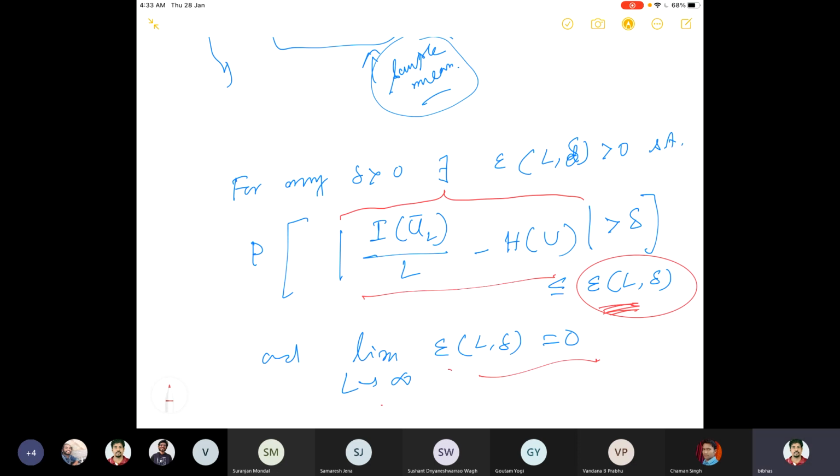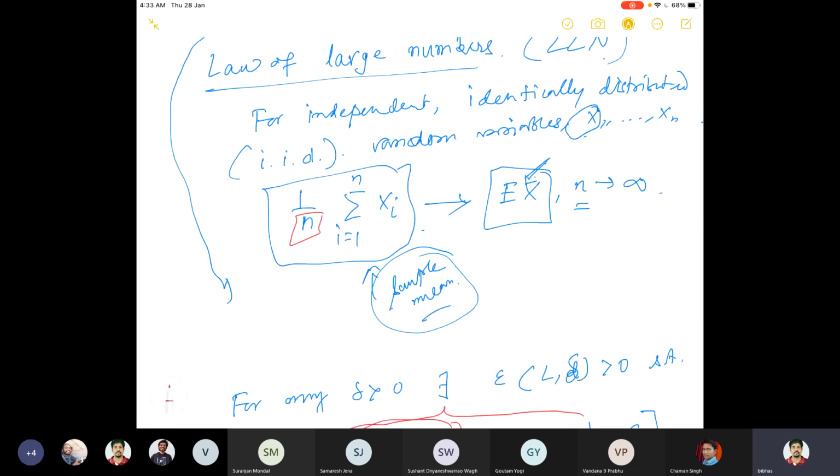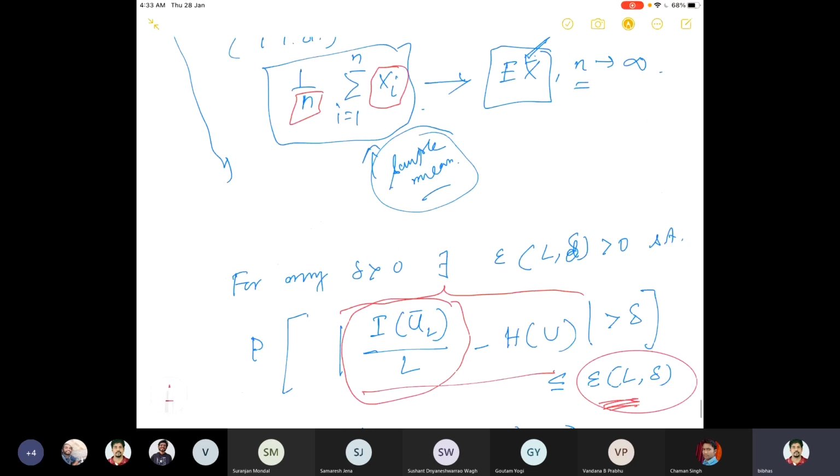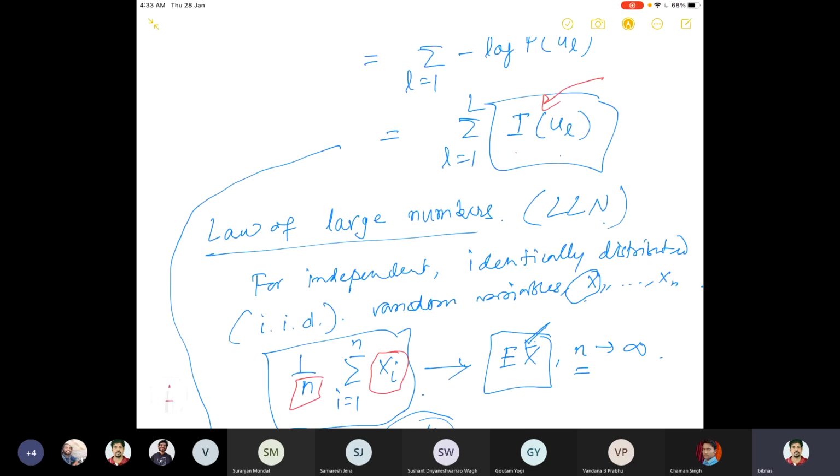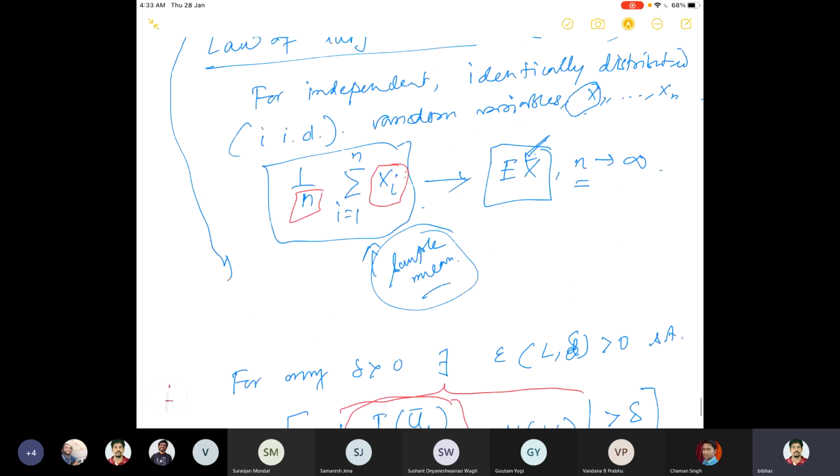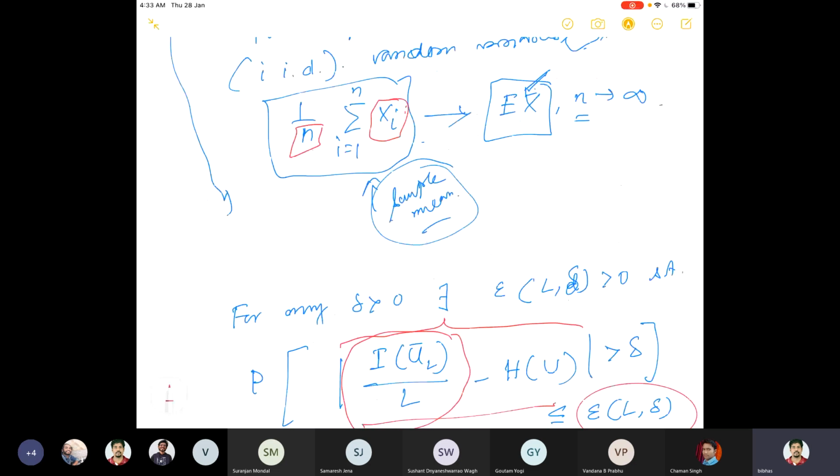meaning the probability that this value, which is the sample mean here, you see L here is replaced by capital N or small n. And the sum of these Xi's is nothing but the sum of I(UL), because these are the random variables here, I of UL. So X1 plus X2 plus dot dot dot Xn. Here I have I(U1) plus I(U2) plus dot dot dot I(UL), and because this is L in number, I have to multiply by 1 by L. And the expectation here is actually the entropy.